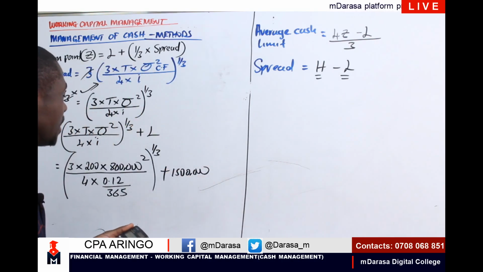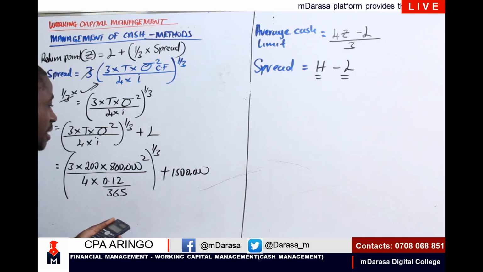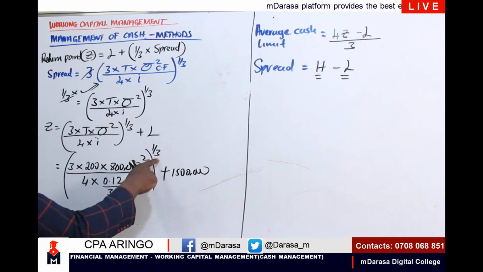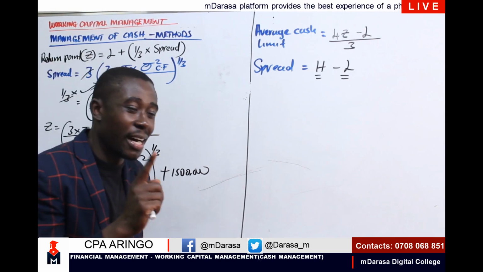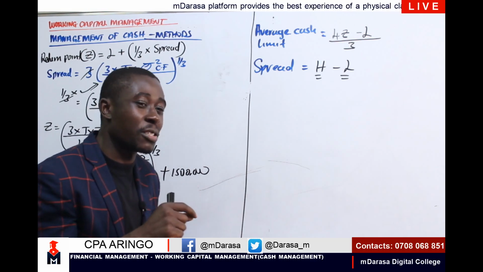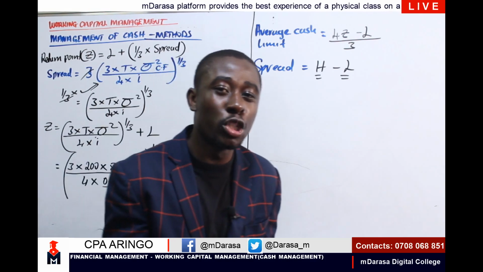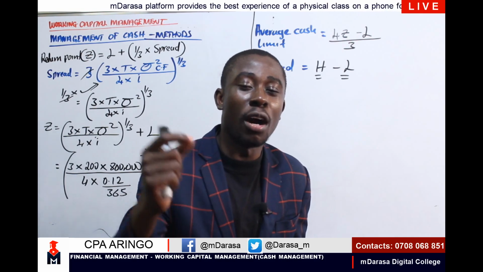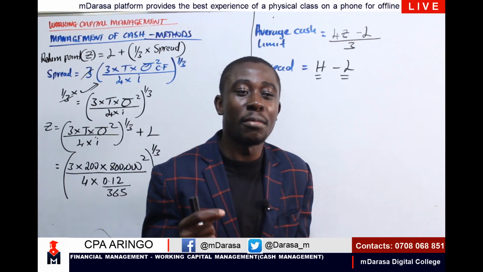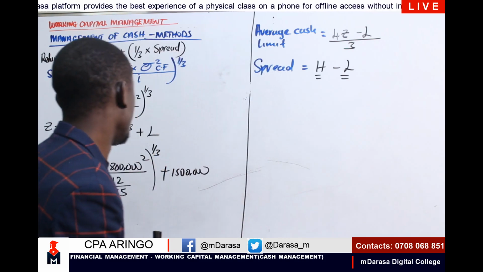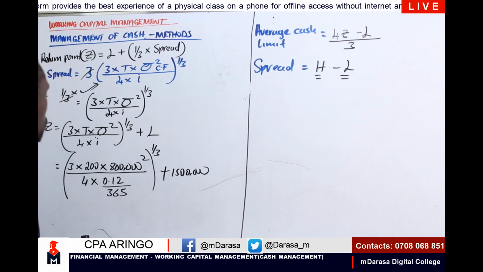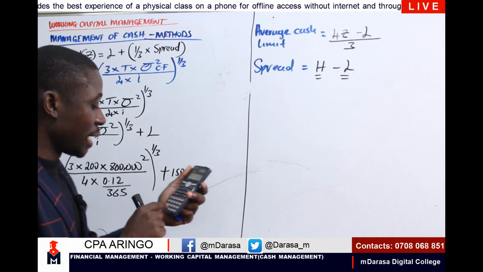So in that case, I need to raise my answer to a third. Remember, this third is just the same as a cube root. Raised to power a third is just the same as doing a cube root. So therefore, in this case, what are we going to do? I'm going to click 3.